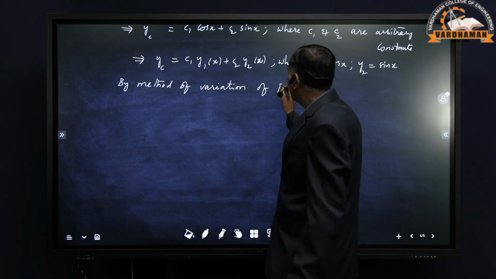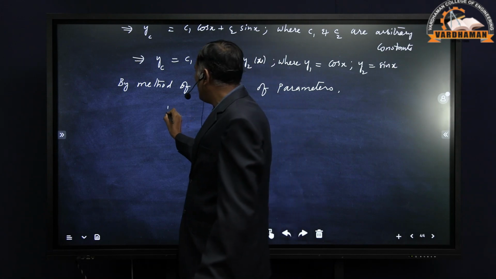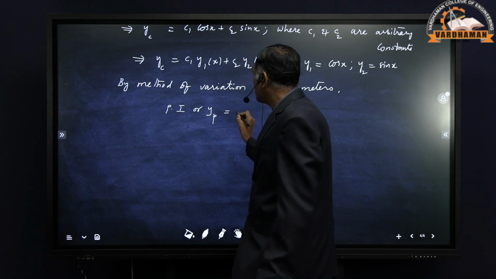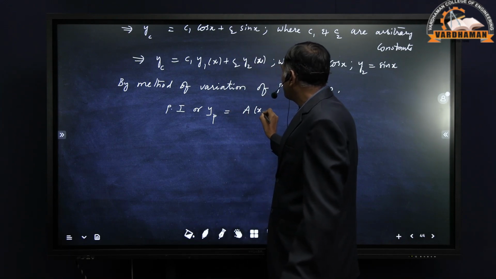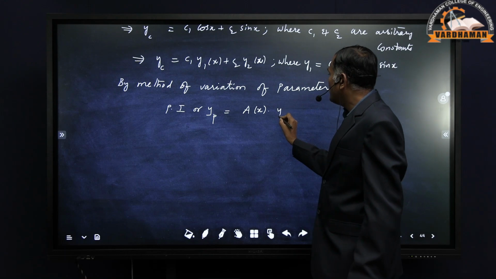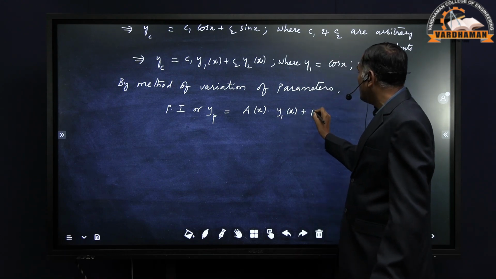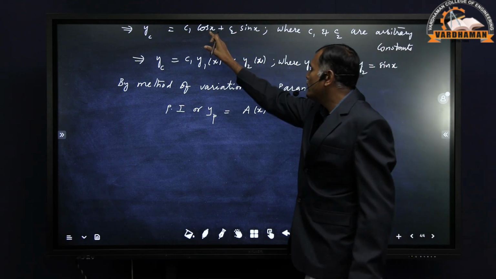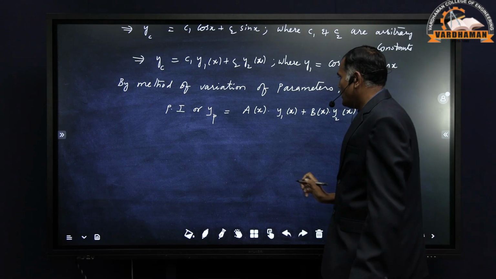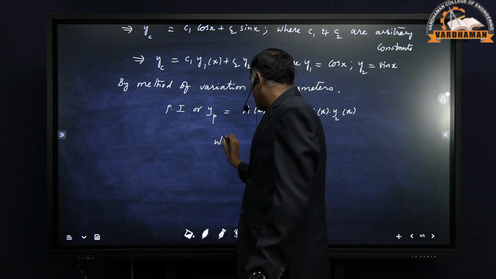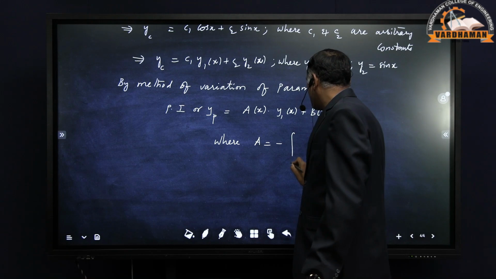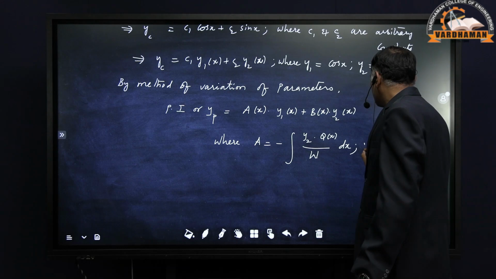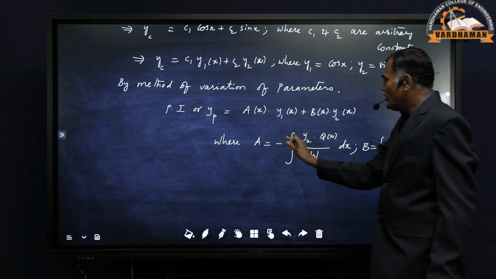By the method of variation of parameters, PI is given by, we consider PI equals to yp equals to, in place of c1 and c2 we replace with a and b. In place of c1 we are writing a, in place of c2 we are writing b, and y1 is nothing but cos x, y2 is nothing but sin x. Now where a and b are given by, this is the formula to find a by the Wronskian. This is the formula to find b. It's very easy to remember.